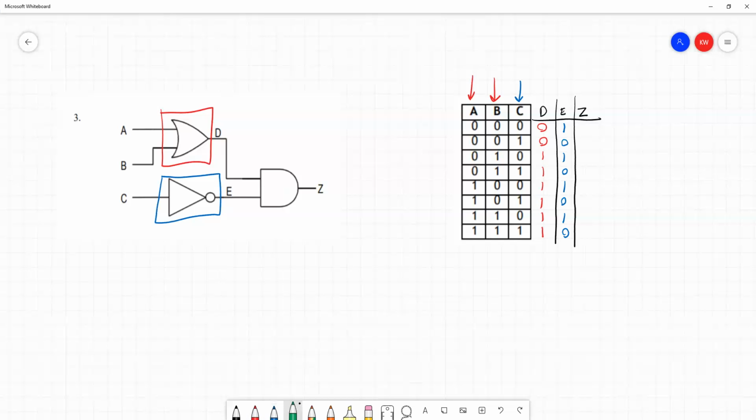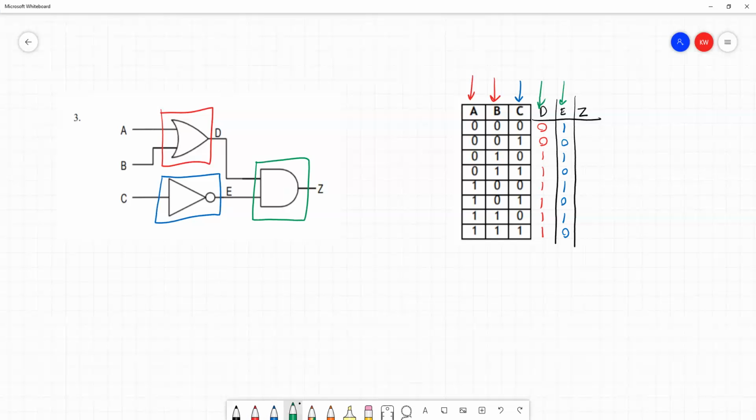Lastly, we have an AND gate to deal with. So I'll highlight this with green on the diagram. Our inputs are D and E, which is why we needed to do those other 2 gates first, because we needed these values in these columns in order to work out Z. Now, an AND gate will only give us a 1 in the Z column if both of the inputs are 1. So only when D and E are both 1 will we get a 1 for Z.